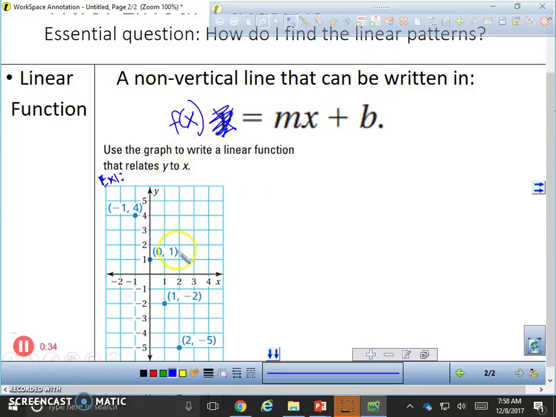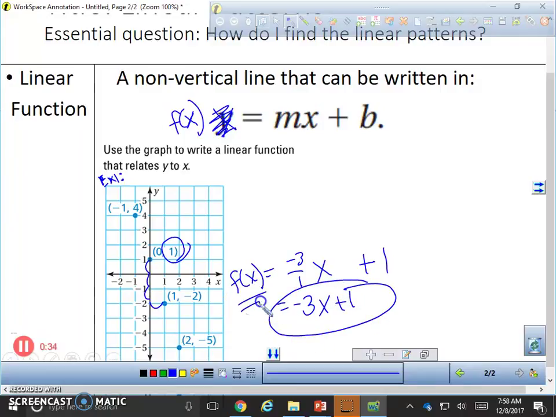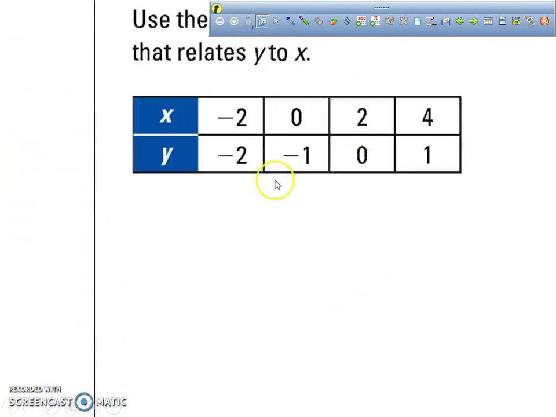So b, the y-intercept is 1, so it's going to say plus 1. The slope, we go down 1, 2, 3, and over 1, down 3, right 1. F of x equals, let's simplify this, negative 3x plus 1. There's your pattern. Make sure you're using that f of x. All right, let's go ahead and jump into example 2.